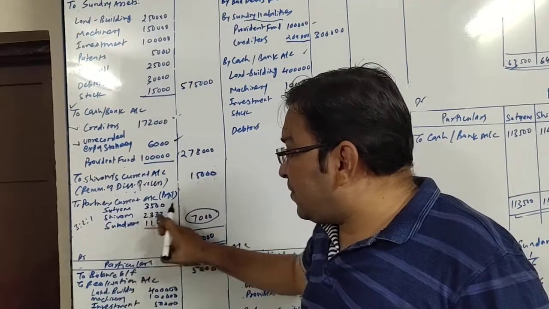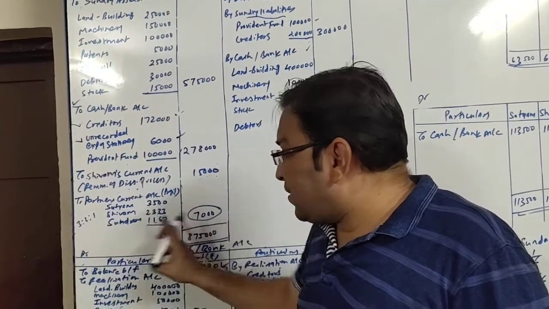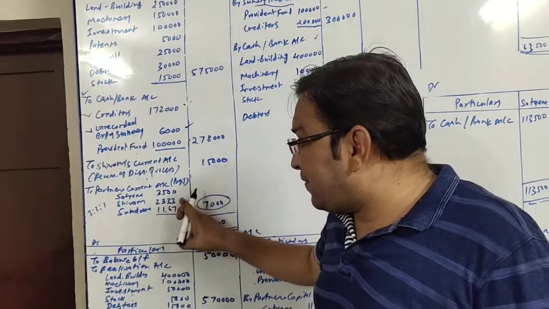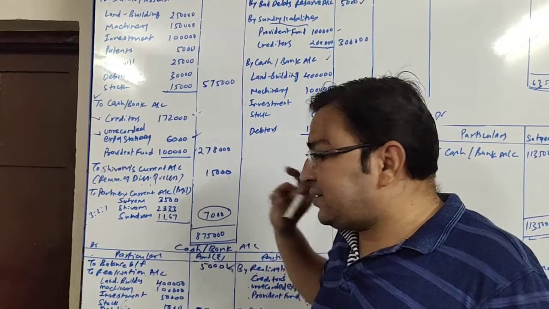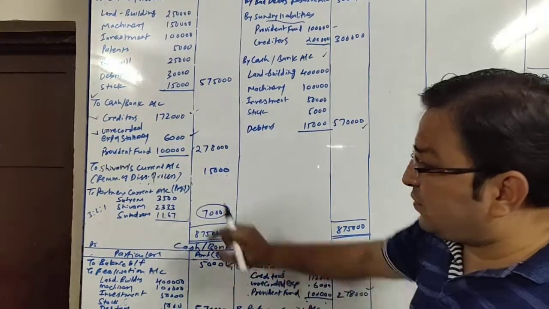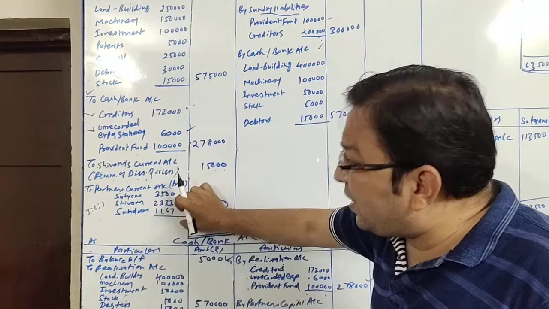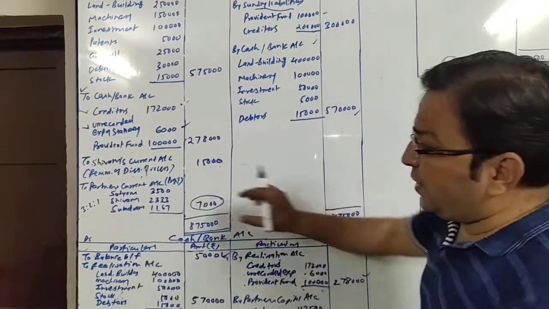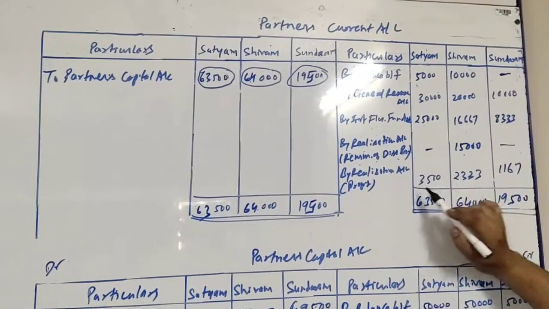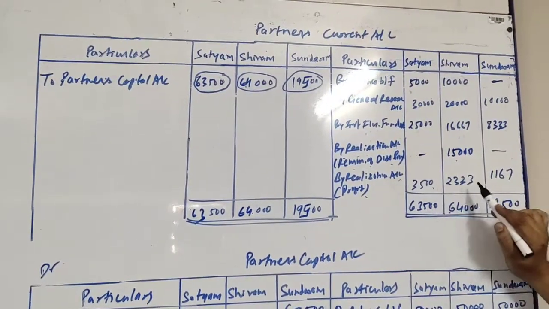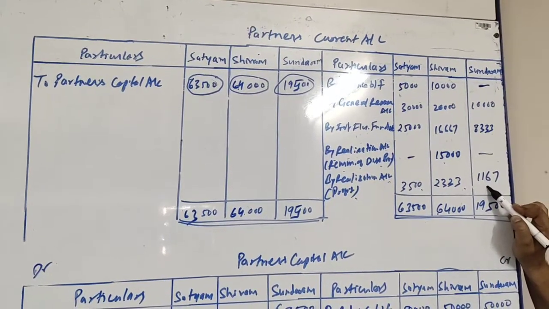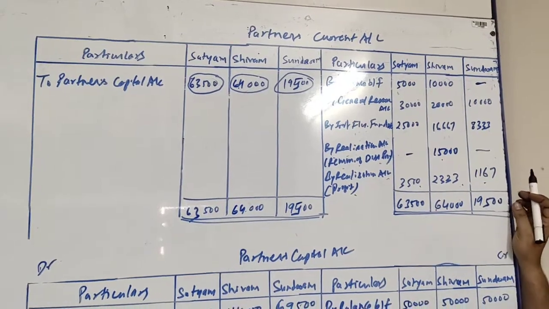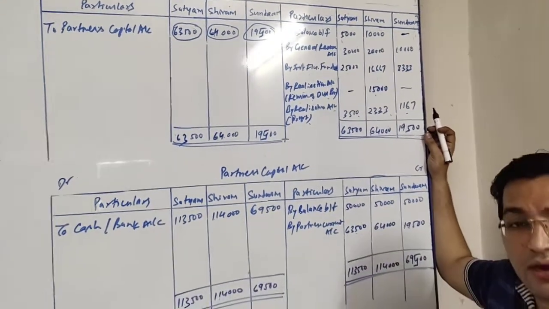So Satyam, Shivam, Sundaram, when I distribute 7,000 in the proportion of 3:2:1, I get 3,500, 2,333 and 1,167. So this is the profit distribution which will be credited to their current account. Here realization account is over, this amount will be transferred to current account. So here in current account, my realization account profit 3,500, 2,333 and 1,167.